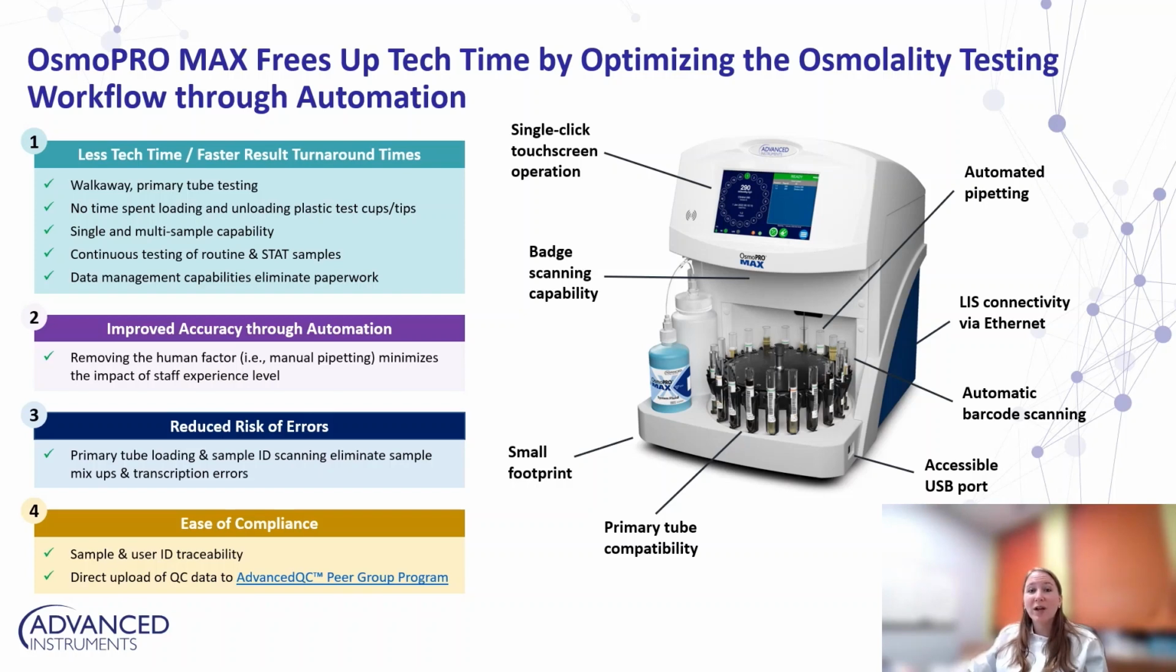With OsmoPRO MAX, we made automation possible within a small footprint, so it's attainable for all labs. There are no plastic test cups or tips with the OsmoPRO MAX and no chamber cleaners or wiper rings. Techs of all skill levels can now simply place patient samples onto the instrument, press start, and walk away. The instrument accommodates a variety of tube sizes, including primary tubes.